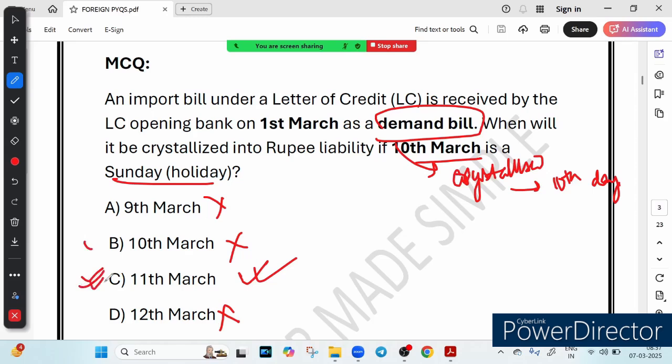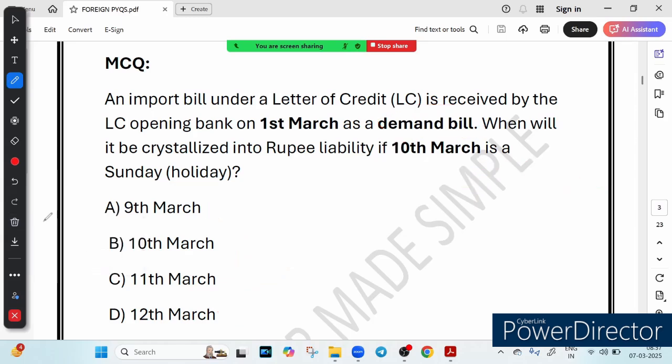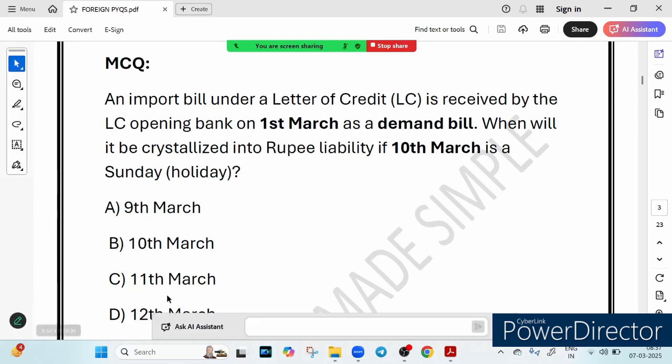So here are some key points to remember. You must remember that demand bills are crystallized on the 10th day from when they are received. This is the main thing that you have to remember. Second point is that if the 10th day falls on a holiday or Saturday, the bill is crystallized on the next working day.